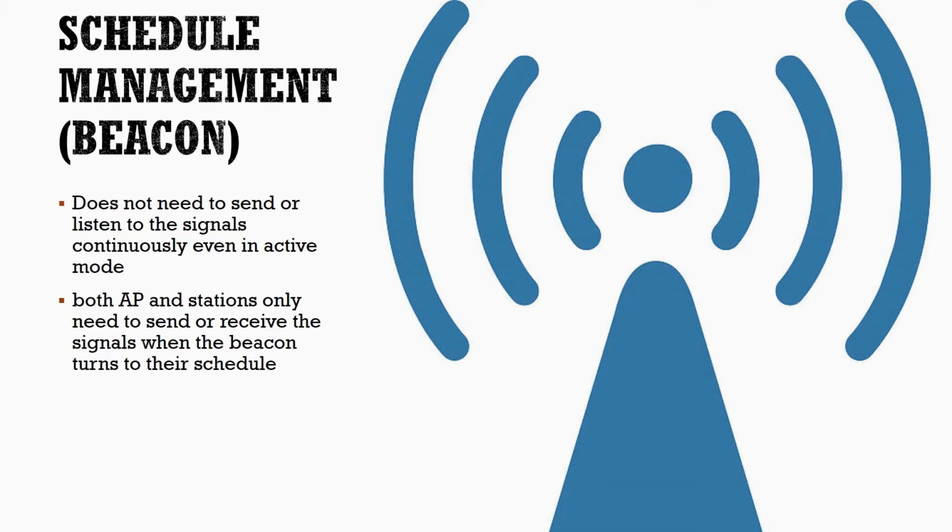So the second point I'm going to say is schedule management. Schedule management also can save energy because the device does not need to send or listen to the signal continuously even in active mode. They have something called the beacon. Both AP and station only need to send or receive the signal when the beacon turns to their schedule. Thus, it could decrease this actual working time during the active mode. So means it will generally use less energy.